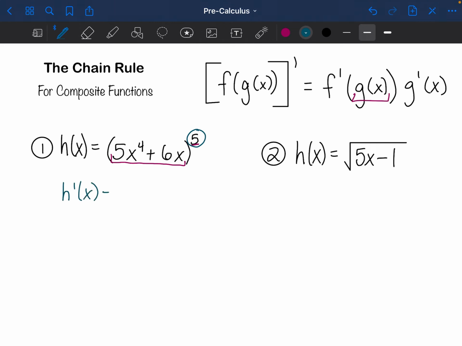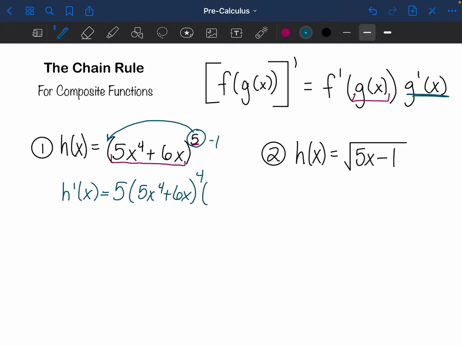So when we're finding h prime, we're going to take that 5, just like the power rule, drop it down to the front as a coefficient. Then I'm going to write whatever's on the inside, that's going to stay exactly the same. Then I'm going to put it to the 5 minus 1 power. But I can't forget about what's on the inside, so that's why we have to also multiply by the derivative of the function on the inside.